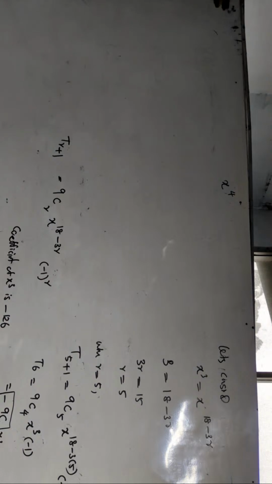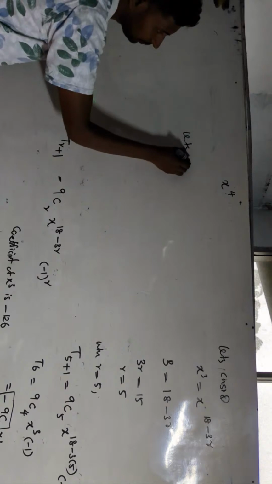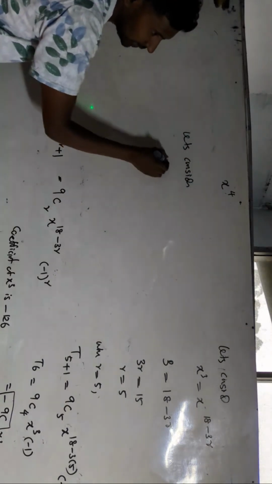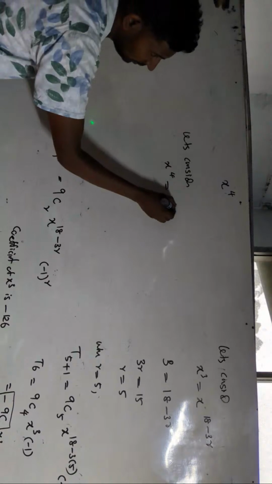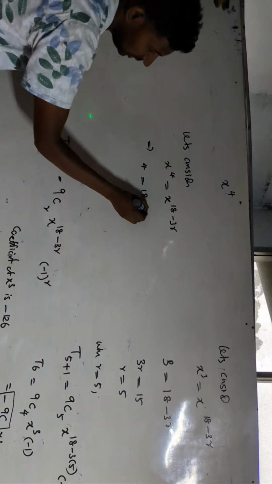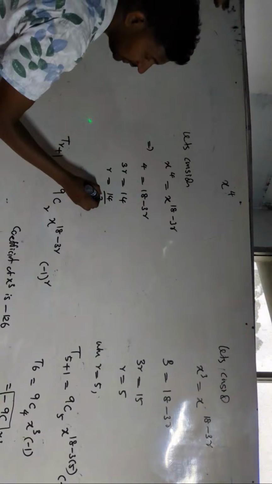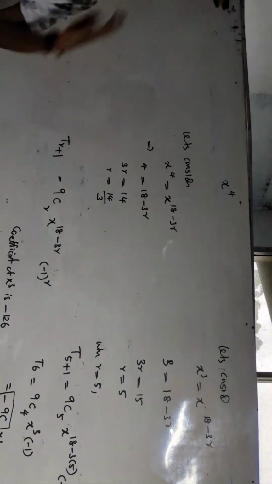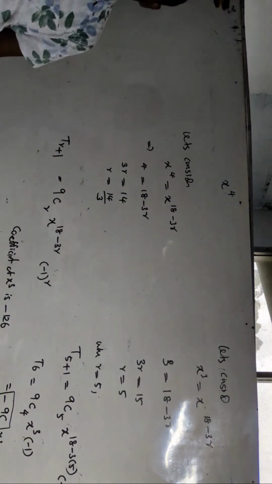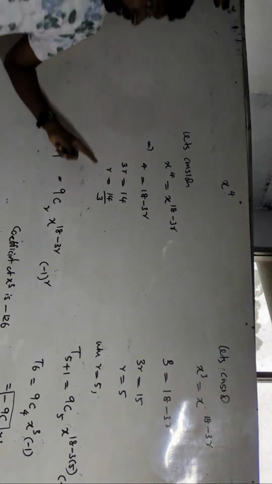Right. Now how can we show that? There does not exist x to the power 4 term in this binomial expansion. Again we are going to equate these two. Let's consider x to the power 4 is equal to x to the power 18 minus 3r. That means 4 is equal to 18 minus 3r. So 3r is equal to 14. r is equal to 14 by 3. But we know that r must be an integer. It can't be a fraction. It's an integer. So here we got a fraction.